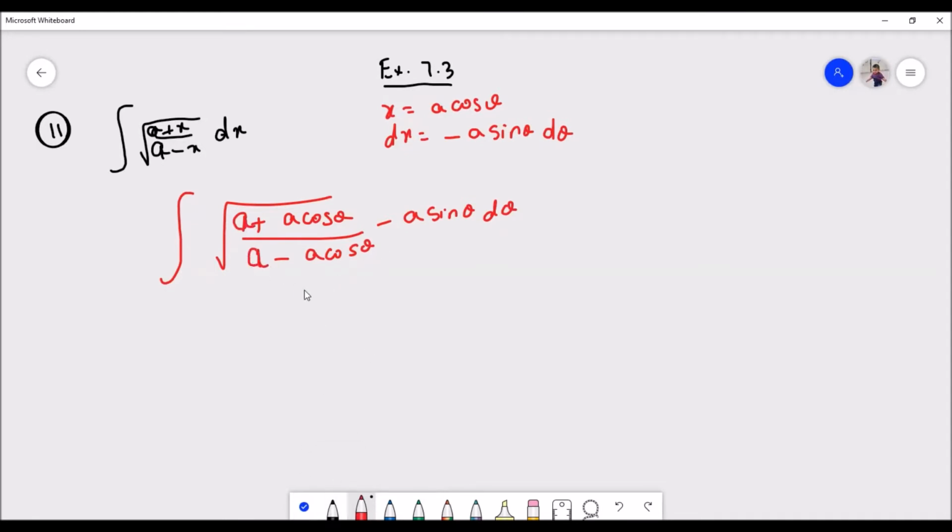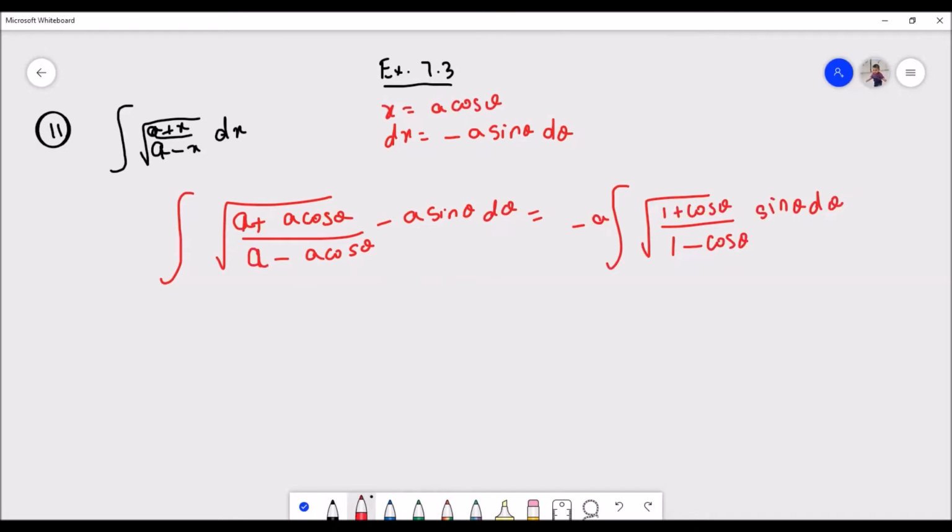Now I can take a common outside and cancel that a. This will give integration of root over 1 plus cos theta divided by 1 minus cos theta. And minus a can be taken outside, which is a constant outside the integral, so sin theta d theta.